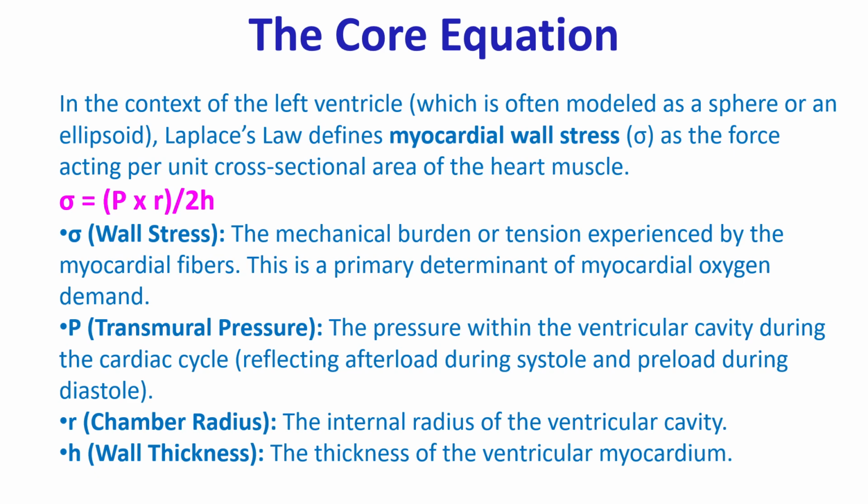P: transmural pressure, the pressure within the ventricular cavity during the cardiac cycle, reflecting afterload during systole and preload during diastole. R: chamber radius, the internal radius of the ventricular cavity. H: wall thickness, the thickness of the ventricular myocardium.